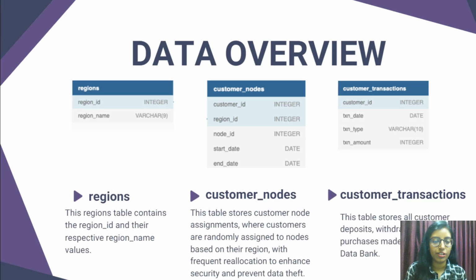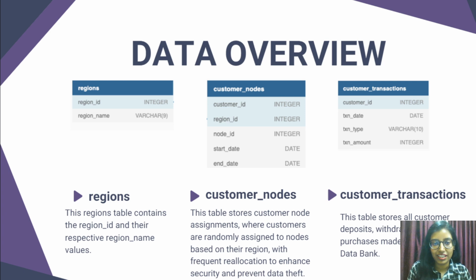So this is the data overview. In this data, there are three tables present. First is the regions table, in which the region ID and the region name are present. The region ID is an integer, which is a data type for an ID. And the region name is for the region name, and the data type is varchar. Varchar means variable character.